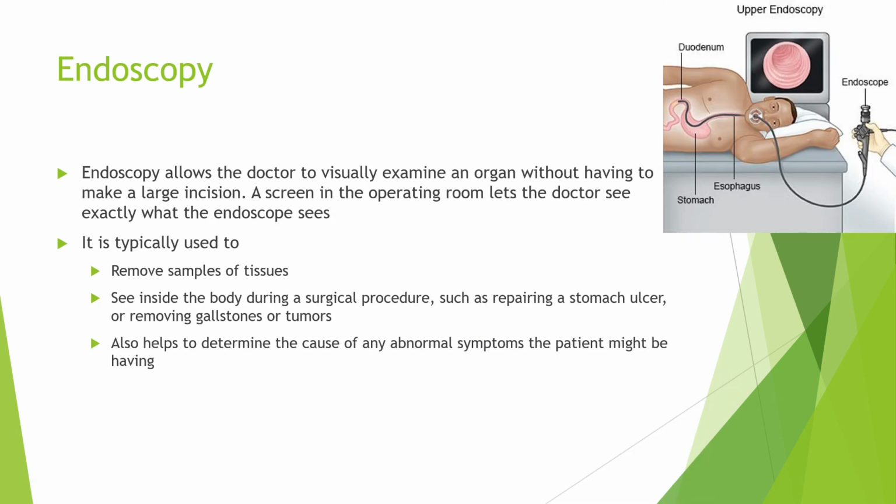Endoscopy. Endoscopy allows the doctor to visualize and examine an organ without having to make a large incision. A screen in the operating room lets the doctor see exactly what the endoscope sees. This is typically used to remove samples of tissue, or to see inside the body during a surgical procedure such as repairing a stomach ulcer or removing gallstones or tumors. It also helps to determine the cause of any abnormal symptoms the patient might be having.